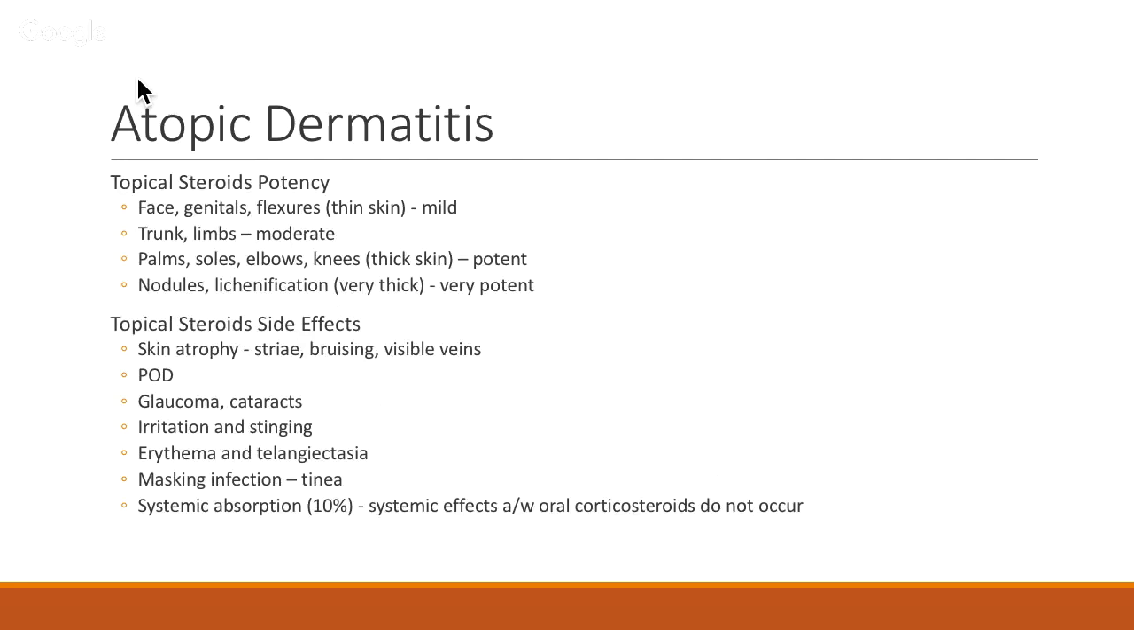So in terms of what potency of topical steroid to choose, essentially you have to look at the location, and then you determine how thin or thick the skin is within that location, how sensitive it is. If it's in a really sensitive area, like say the face, the genitals, the flexures, then you would go for a milder potency topical steroid. Whereas if it's a moderate area, trunk and the limbs, just moderate potency. If it's in an area of thicker skin, so that's probably your elbows, your palms, your soles, then you would increase the potency and go potent to very potent, depending on how thick the skin is.